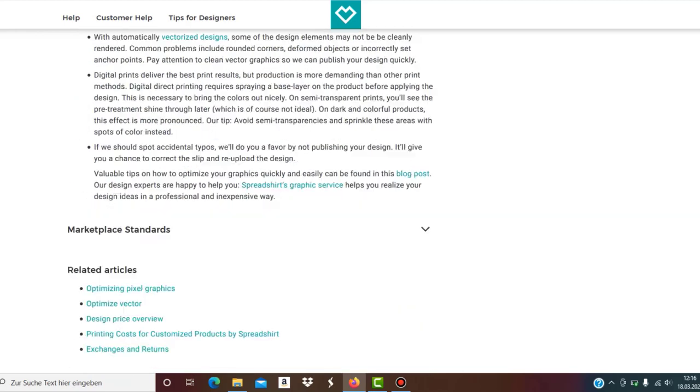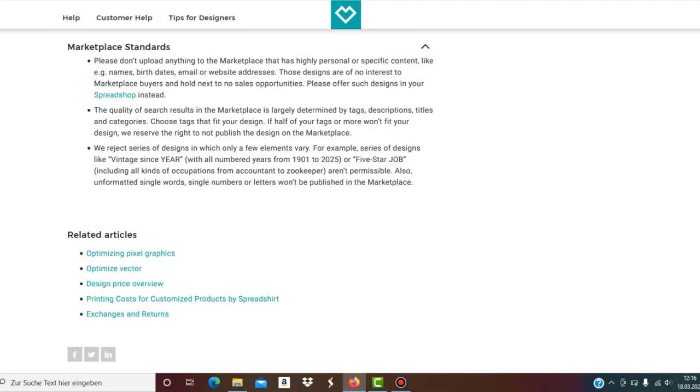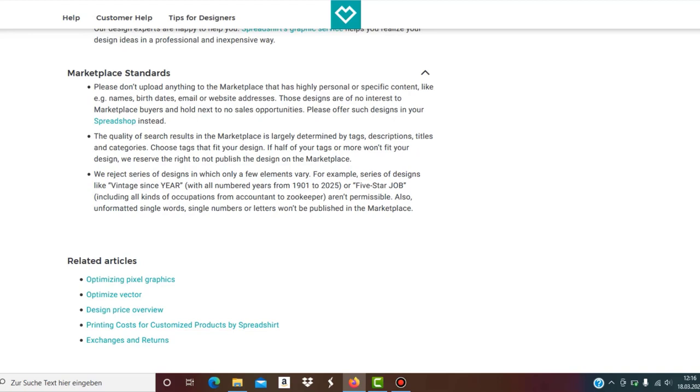And then you've got marketplace standards, and this is pretty unclear actually, but this is where I never had a rejection. This is where they say it is really highly personal or specific content, like names, birth dates, email or website addresses.